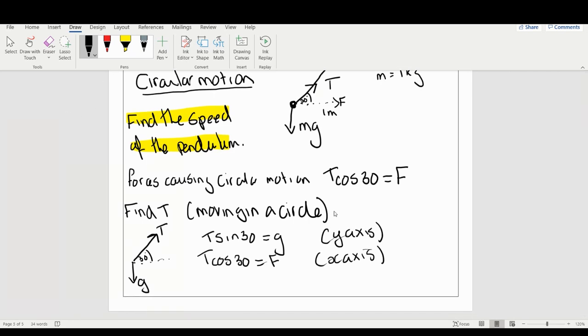So let's find out what T equals. T sine 30 equals 9.81, so 9.81 divided by sine 30, and I get 19.62. Which means that the centripetal force is going to be equal to that answer times cos 30. So 16.99, 17 newtons. And now, because I know the centripetal force, I know the value of F, I can then use F equals mv squared over r. So I know 1 times 17 divided by 1, 17 squared.